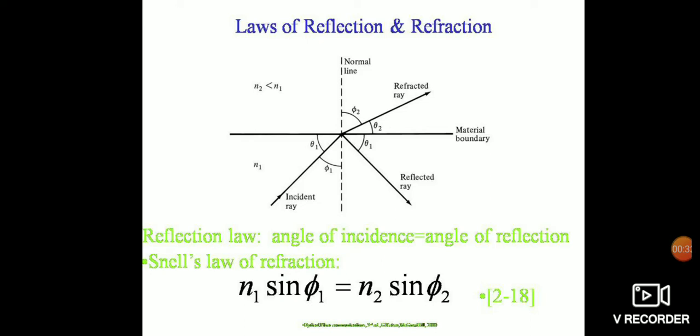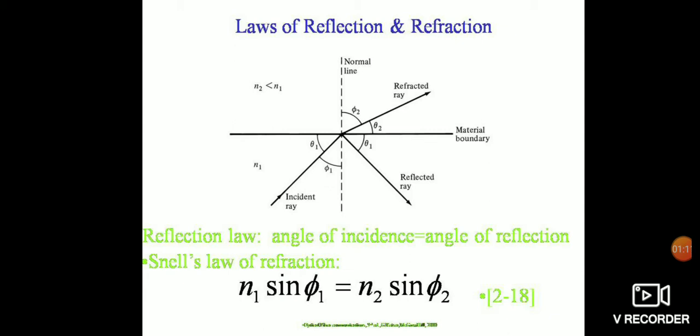We have the material boundary, and let the incident ray make the angle phi 1 with the material boundary. n1 is the refractive index of medium 1, and n2 is the refractive index of material 2, and here n1 is greater than n2. So the incident ray makes the angle phi 1 with the material's boundary.